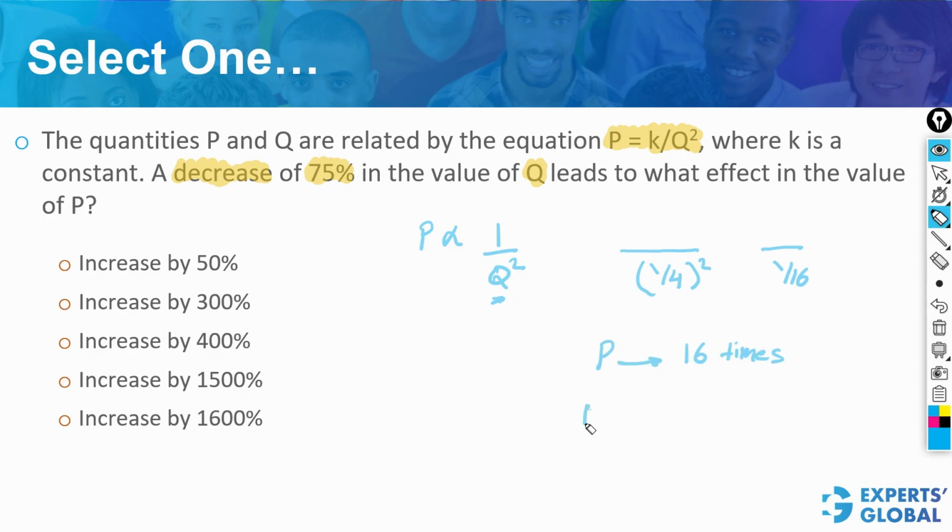So if it were 100 earlier, now it is 1600. Some students will choose 1600%, but that's not correct. See, the increase here is 1500 on a base of 100, which is 1500%.